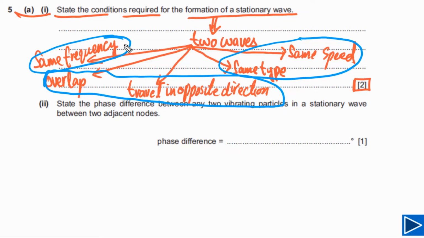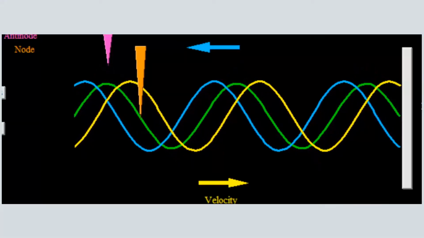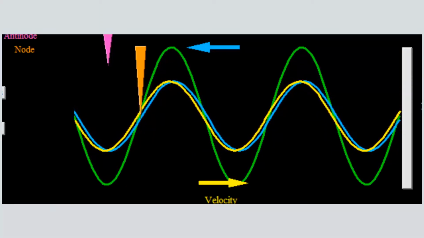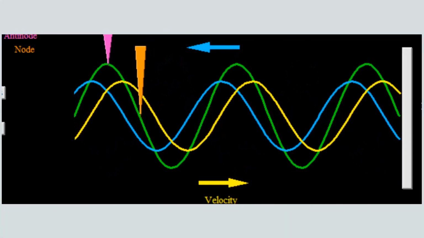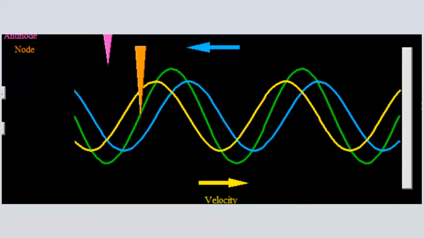Now let's try to understand stationary waves with the help of animation. First of all, please look at this animation carefully and try to understand what is happening, and then I will highlight the important points you need to understand about stationary waves. In this case you can see there are 3 different types of waves. One is the incident wave. This yellow wave is the incident wave, and this wave is traveling to the right.